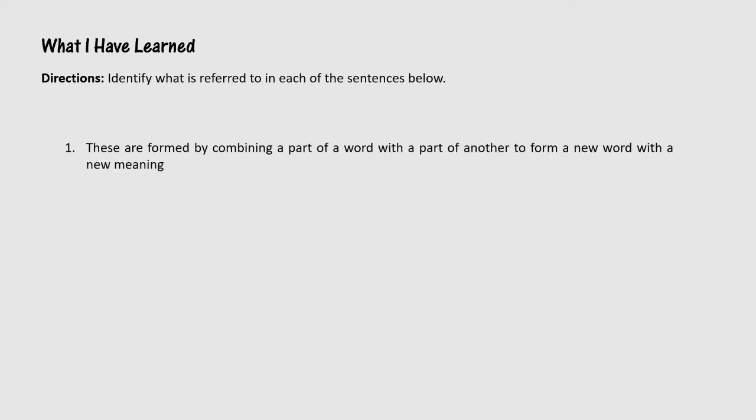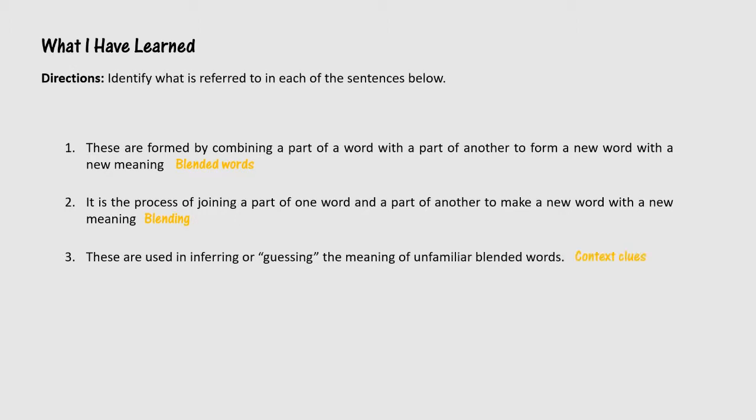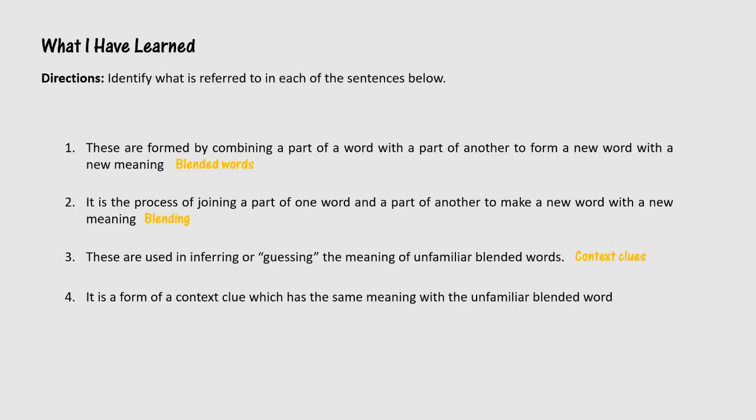These are formed by combining a part of a word with a part of another to form a new word with the new meaning. It is the process of joining a part of one word and a part of another to make a new word with a new meaning. These are used in inferring or guessing the meaning of unfamiliar blended words. It is a form of a context clue which has the same meaning with the unfamiliar blended word. It is a blended word formed by combining the words video and blog.